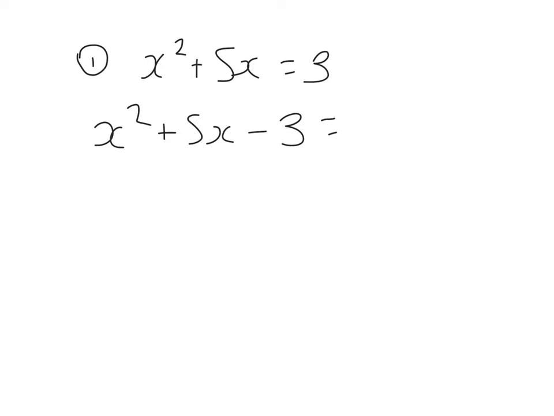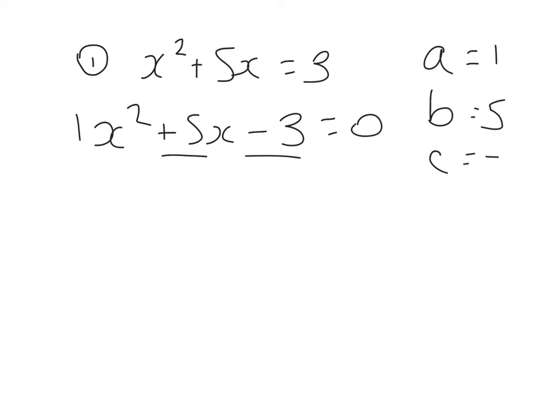Okay, so example 1. We're going to find the nature of the roots for x squared plus 5x is equal to 3. First of all, make the equation equal to 0 and identify a, b and c. A is the coefficient in front of x squared, which is 1. B is the coefficient in front of x, which is 5. And c is the constant value, minus 3.